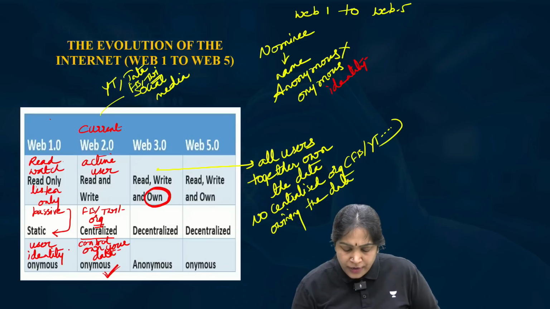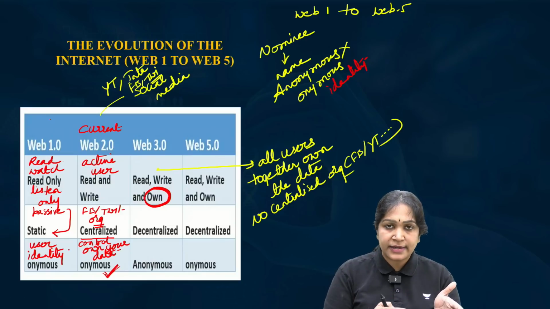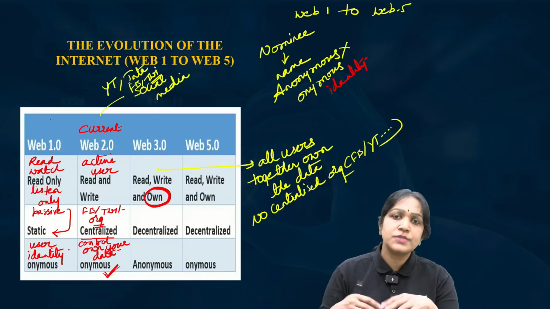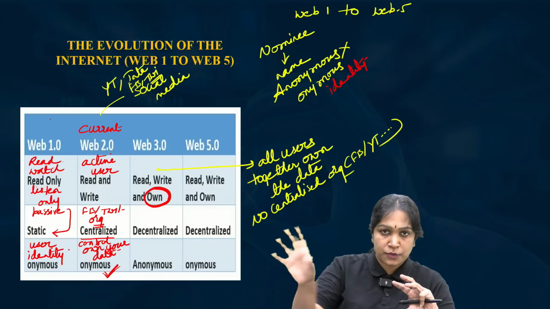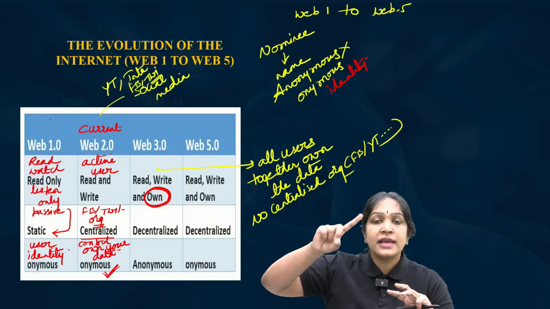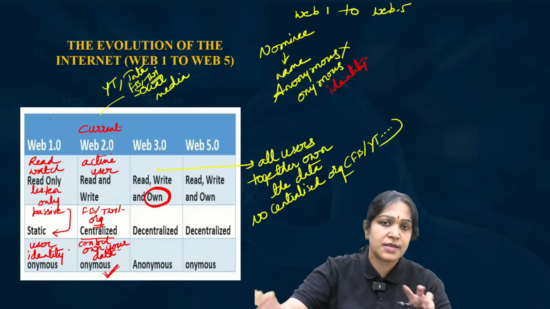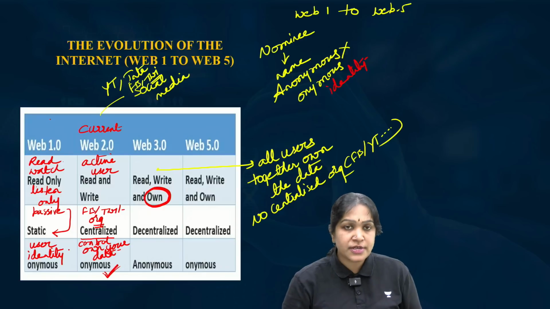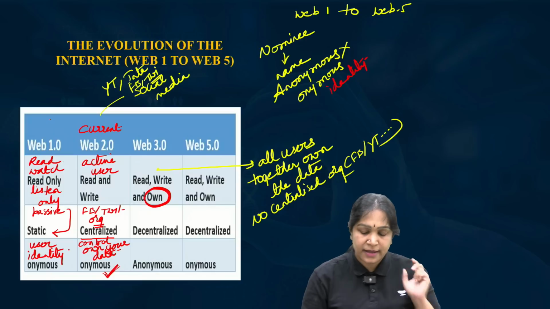Okay. In Web 2, who owns the data? One company, one organization is owning the data. In Web 3, who will own the data? The users. For example, if there are 1 million Facebook users, all the 1 million users will together own this data. An organization is not owning this data. No centralized organization. All users together own the data.